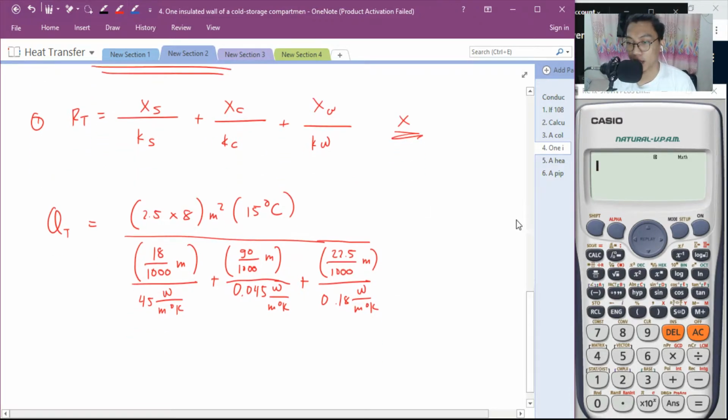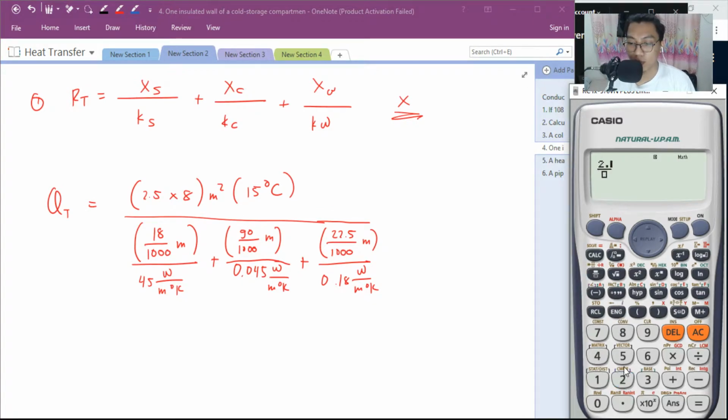Pwede mo na ipasok yan sa calculator, sabay-sabay. 2.5 times 8 times 15 divide by, yung una, 18 divide by 1,000. Alam ko kasya to 45 plus taas, 90 divide by 1,000. Ito, ginagawa ko to sa board exam, kaya huwag kayong matakot. 45 plus 22.5. Basta tama pagkakagawa mo, makukuha mo yung sagot. Divide by 0.18. Diba? Kasi sa calculator.